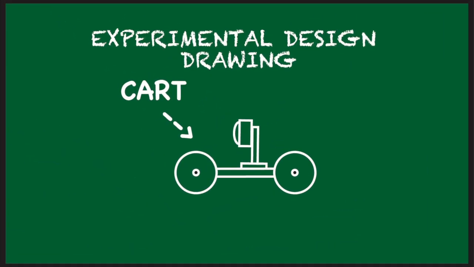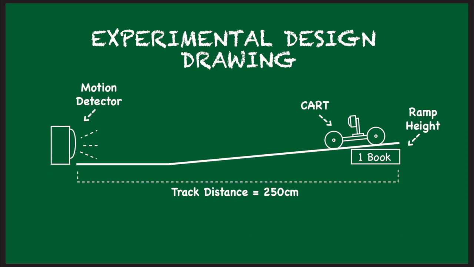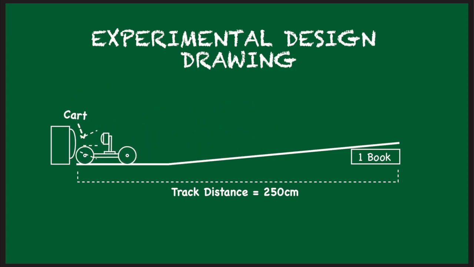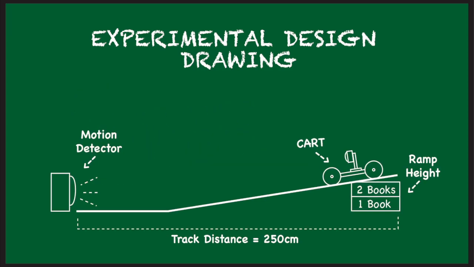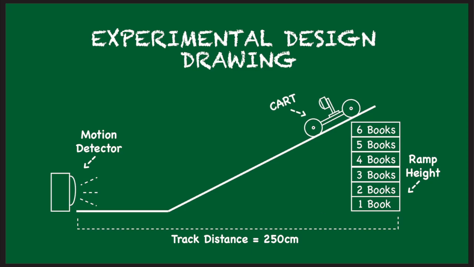We use a simple cart and develop a track that can be raised by books, and then we put a motion detector on the end and we allow the track to be 250 centimeters and we release the car. What would happen if we adjust the height with different amounts of books, ranging from one book all the way to six books? What would happen to the speed of our car?